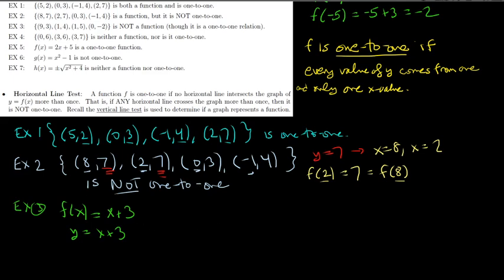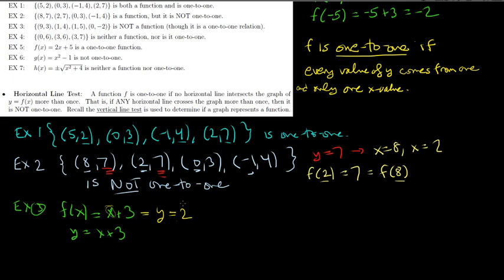So is this one-to-one? Well, if we have a y value here, and let me make this a little more clear, if this is equal to y, can we get that value of y from more than one x? So let's just say y is 2. If y is 2, what x did that come from?